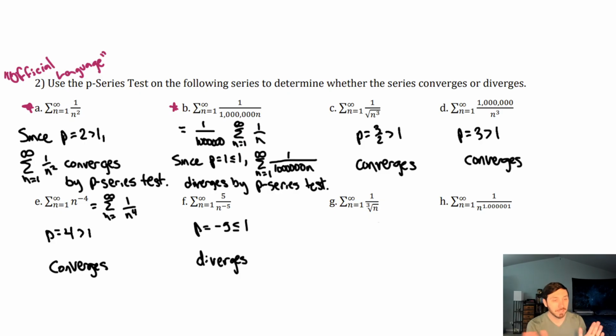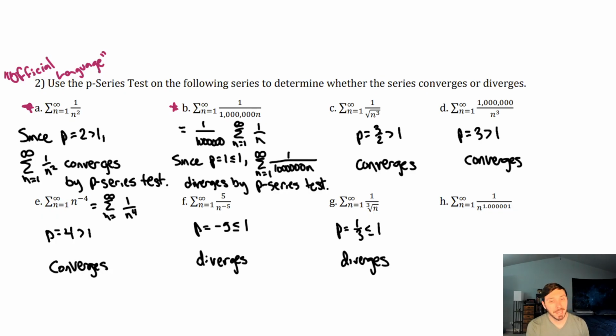In fact, you can even leave it written this way. If you were to bring it up to the numerator and write this as 5 to the n, you can say that it diverges by the nth term test, because that limit would be infinite. But if you leave it in this fashion, that's okay. We can just say that p is -5, which is definitely less than or equal to 1. It diverges.